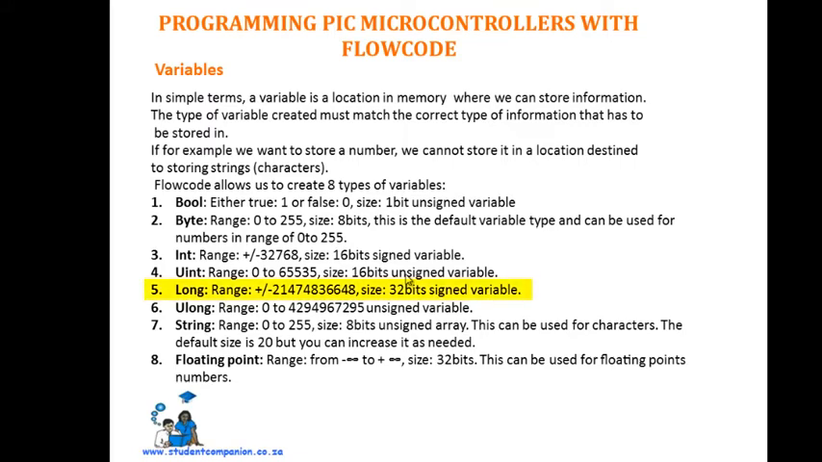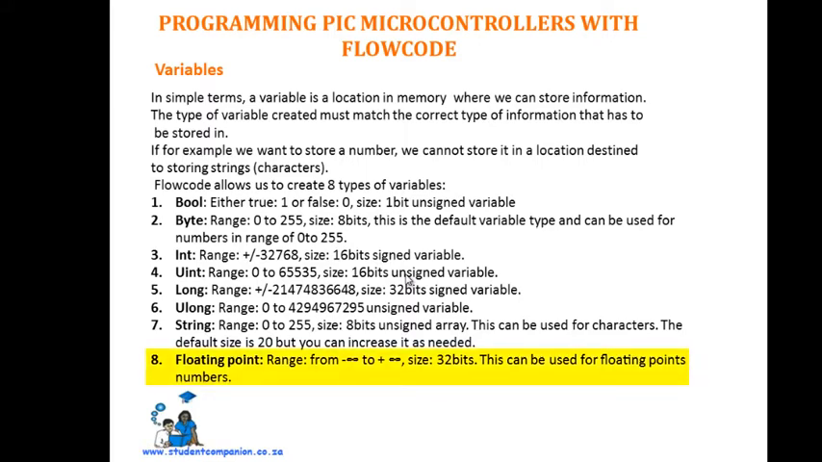Long. The range of a long is plus or minus 2,147,483,648. This is a 32-bit signed variable. Unsigned long. The range is from 0 to 4,294,967,295. This is an unsigned variable as well. String. The range of a string is from 0 to 255. This is an 8-bit unsigned array. This can be used for characters. The default size of a string is 20, but you can increase it as you need.